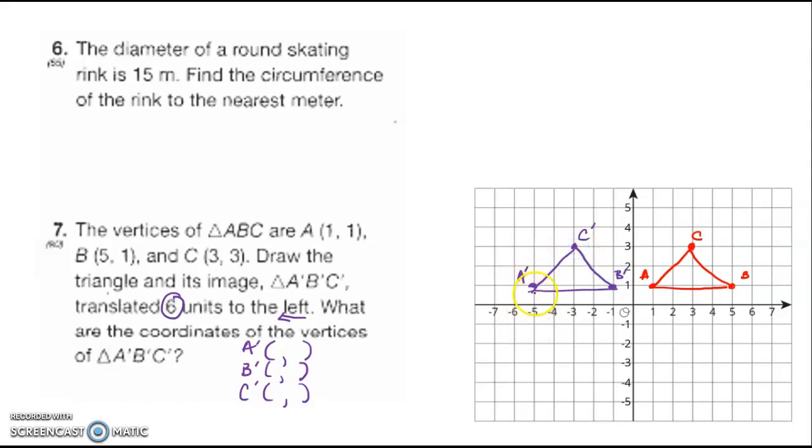Okay, so let's figure out the coordinates on this. A prime is going to be (-5, 1). B prime is going to be (-1, 1). And C prime is (-3, 3). Those are 3's.